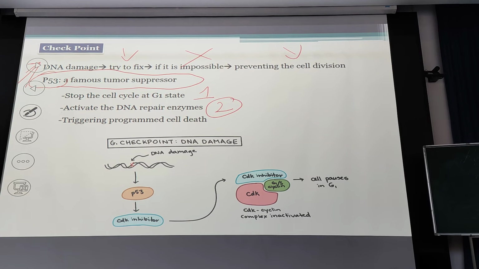Second step, they will activate the DNA repair enzymes. And if that does not work, this means that we cannot repair the DNA. Then comes the third step: the cell goes to suicide. They will kill themselves when all the DNA damage cannot be fixed.